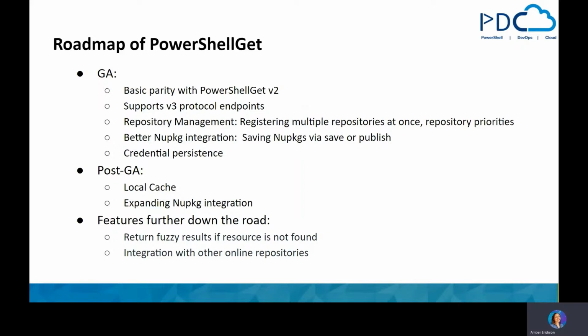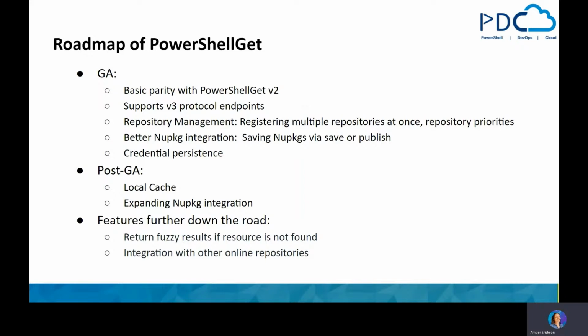on that timeline. And for GA, we're really looking to have basic parity with PowerShellGet v2, fully supporting the v3 protocol endpoints, having better repository management, also better NuGet integration, and as we've just discussed, credential persistence. But most importantly, we just want a really streamlined, intuitive experience all around. We want the cmdlets to be easier and more intuitive to use, meaning you don't constantly hit errors or warnings or prompts or need to run commands a second time to include a force parameter, unless it's absolutely necessary.